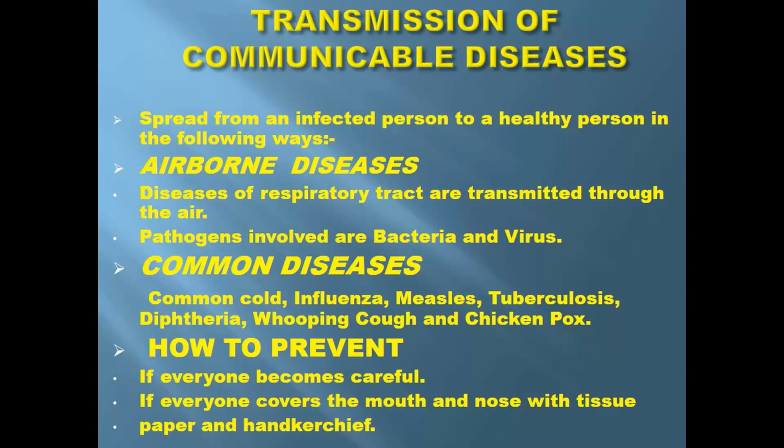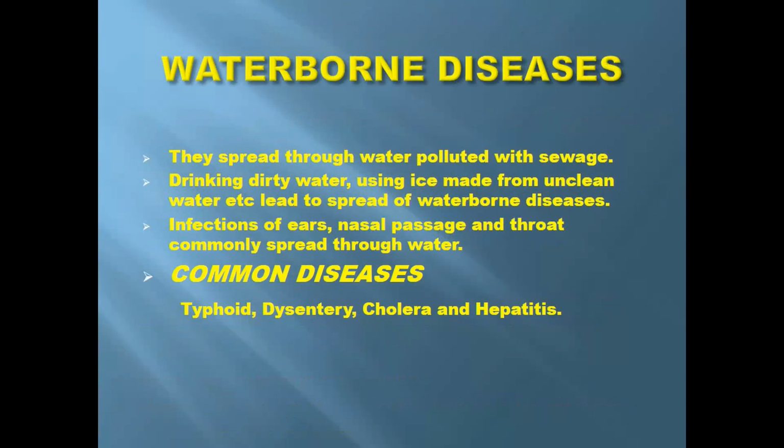Diseases of respiratory tract are transmitted through air. Pathogens involved are bacteria and virus. Thus, the common airborne diseases are common cold, influenza, measles, tuberculosis, diphtheria, whooping cough, and chickenpox. Now, the next part is how to prevent it. If everyone becomes careful, then it can be prevented. If everyone covers the mouth and nose with tissue paper or handkerchief while coughing or sneezing, one can prevent such communicable diseases.